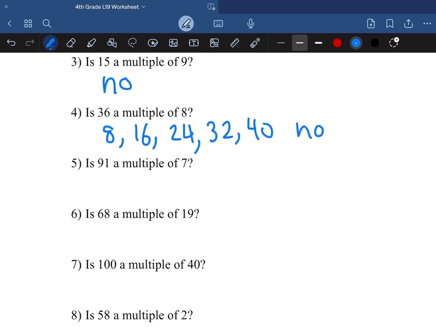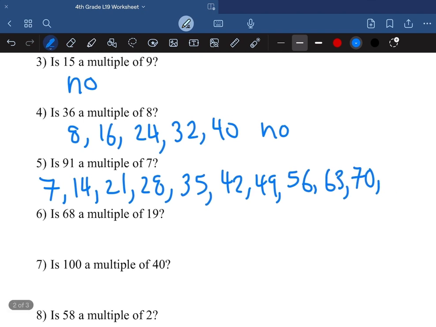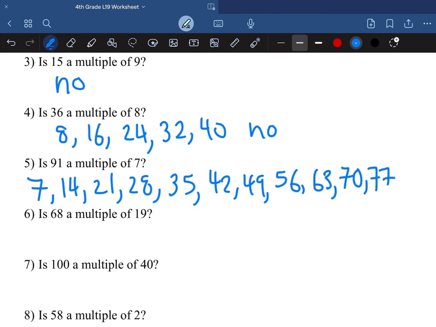Number 5, is 91 a multiple of 7? So again, we're just going to list it out. 7, 14, 21, 28, 35, 42, 49, 56, 63, 70, 77, 84, and 91. So yes, 91 is a multiple of 7.